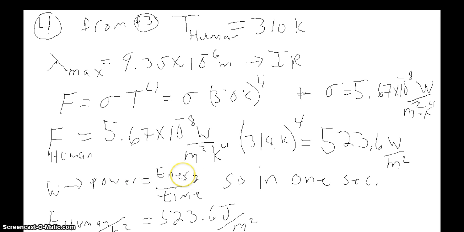If you took a 60-watt light bulb and asked how much energy in 1 second that light bulb is emitting, it would be 60 joules. So in this particular case, the amount of energy that the average human emits in 1 second is 523.6 joules, and it's actually the energy flux, so it's the energy per square meter. So 523.6 joules per square meter. All right, let's do the next problem.